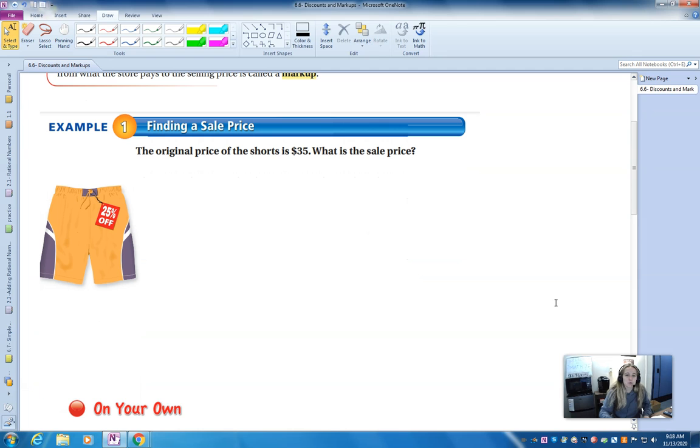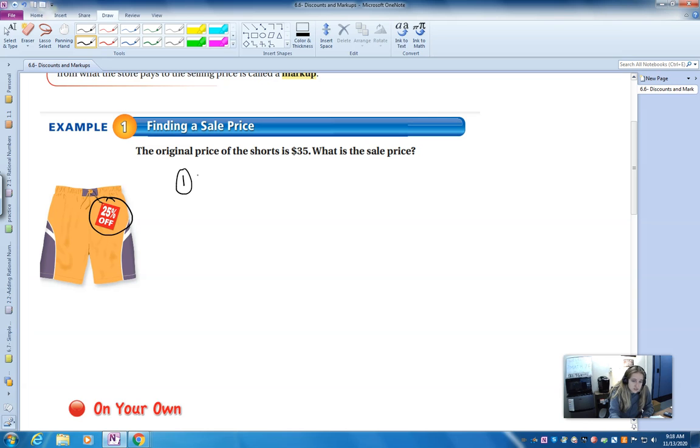So, finding a sale price. The original price of the shorts is $35. What is the sale price? Well, it tells us that the shorts are 25% off. Now, this is very useful because if you are ever at a store and it says 20% off, 30% off, 70% off, you can calculate it in your phone calculator or if you just have a pocket calculator, you can calculate the discount so you're not surprised when you get to the register. Okay? And I'm going to teach you how to do it right now.